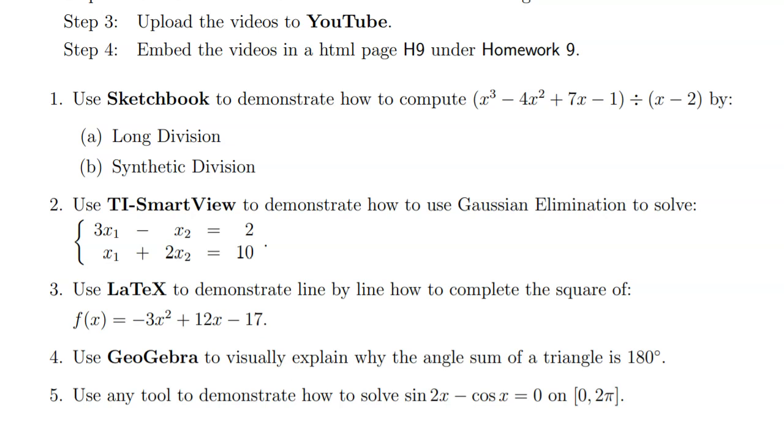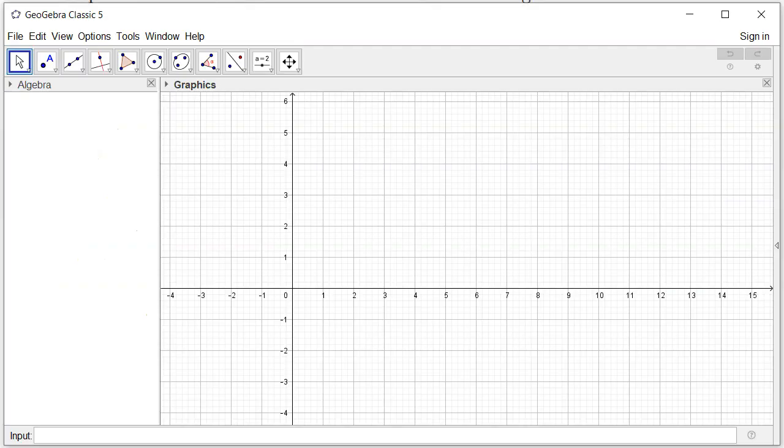All right, let's look at homework 9, problem number 4. Use GeoGebra to visually explain why the angle sum of a triangle is 180 degrees. All right, so let's do that. Open up GeoGebra.